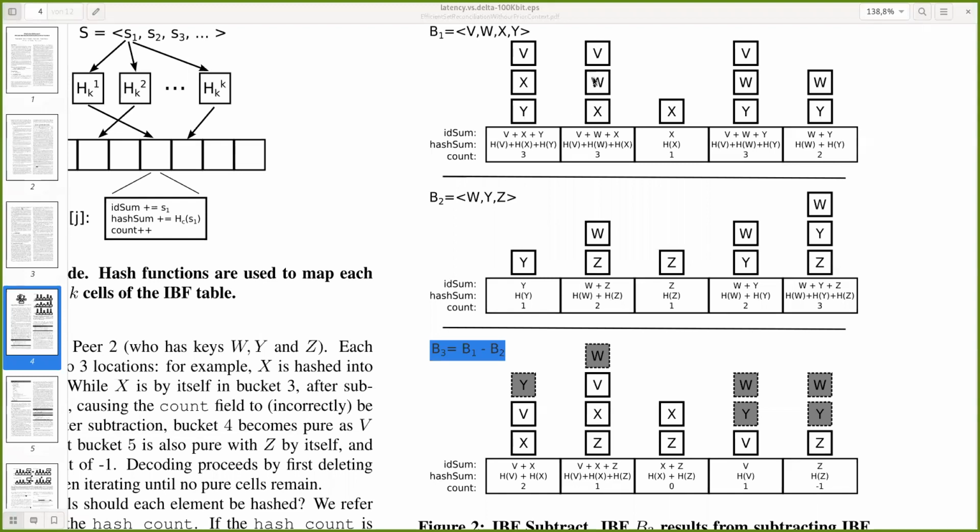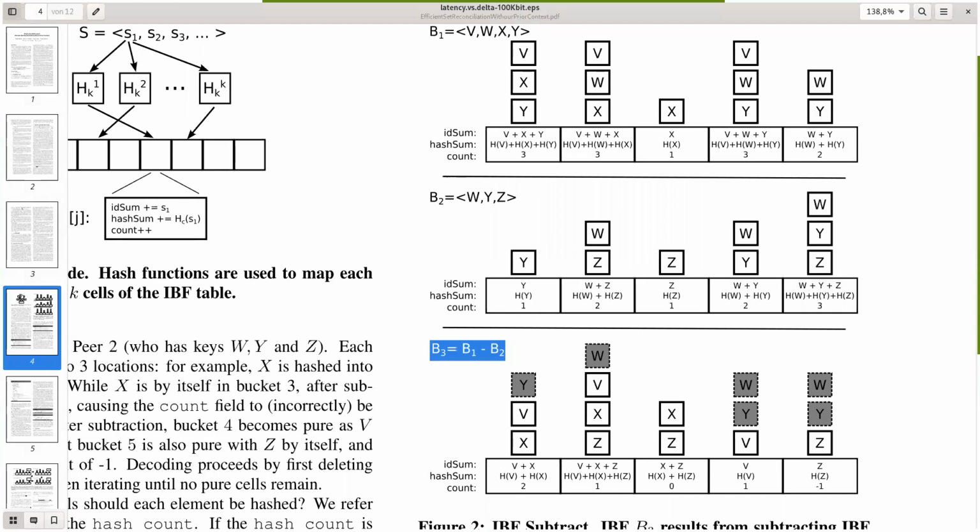So this algorithm is dependent on the size of the difference, because that's what determines how many cells you need in order to make sure that you have not too many collisions. So they then provide the second piece of their algorithm, which is a set difference estimator to figure out how big the difference of the sets probably is. Their set difference estimator also uses IBF, which is good at set difference stuff, as we've noticed.